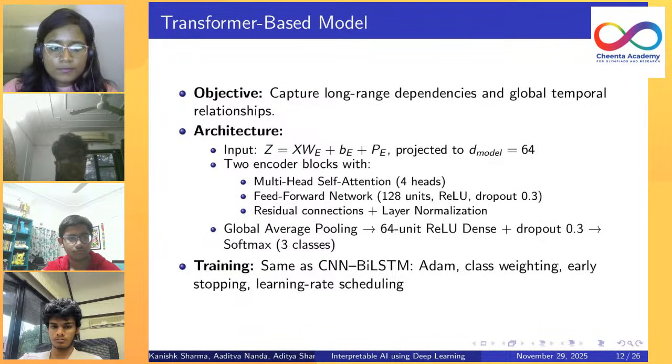A final dense layer and a three-way softmax, just like how we did in BioLSTM, produces probabilities for the three regimes, trained with the same loss and optimization schedule as the BioLSTM.